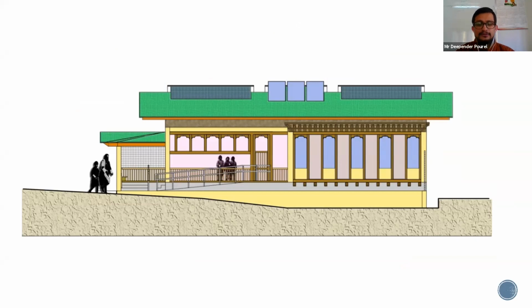I designed for 3 different climatic regions in Bhutan, blueprint designs that will be used for all ECCD centers across Bhutan.